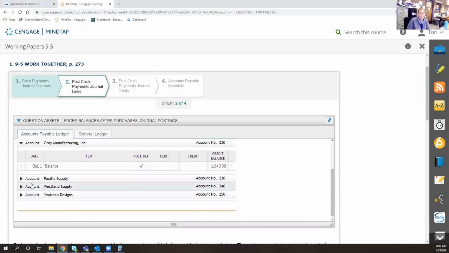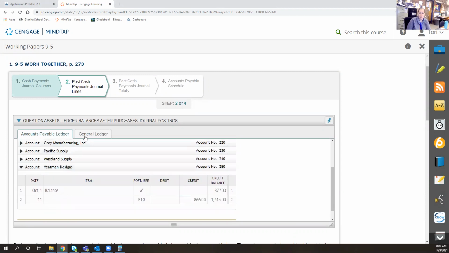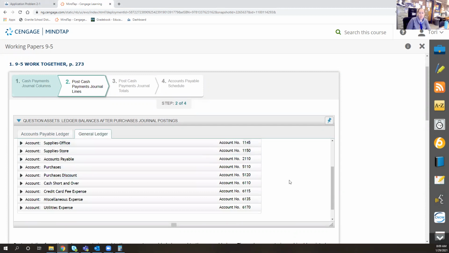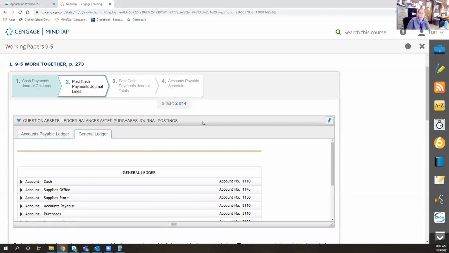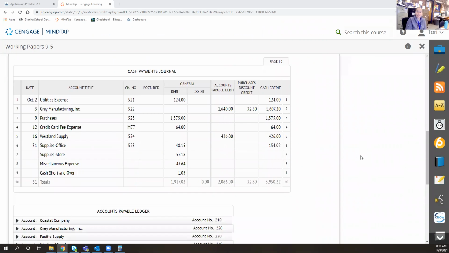We didn't do anything to our accounts payable ledgers. We didn't do anything. So we need to go to just our general ledgers. Hold on just a second. All right. I just need to scroll down a little bit more.